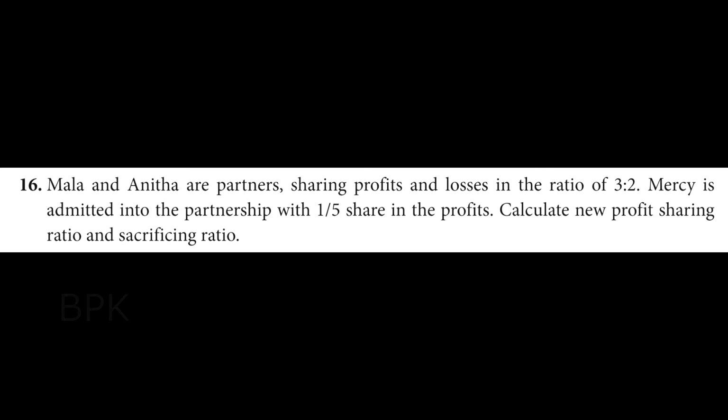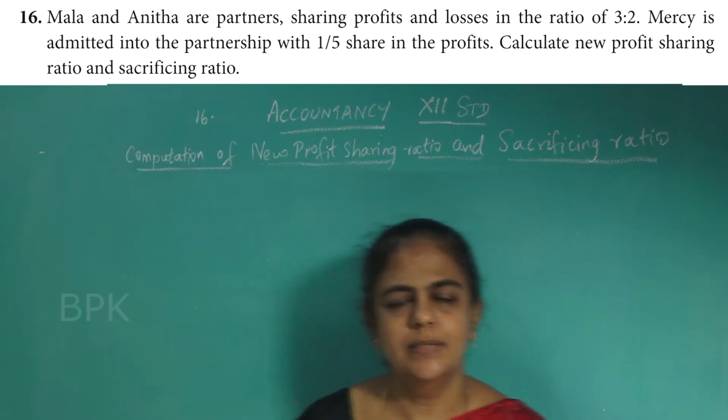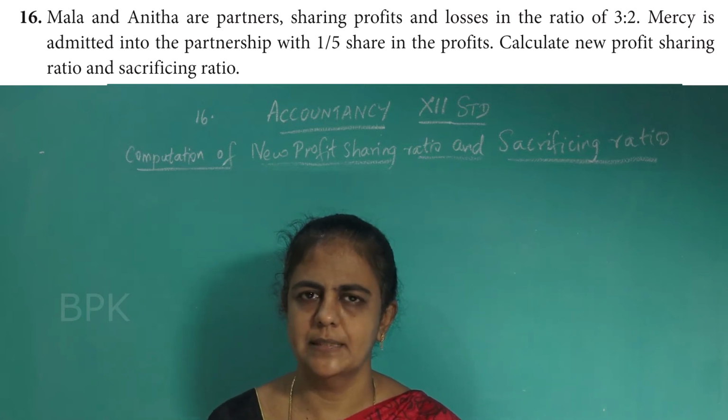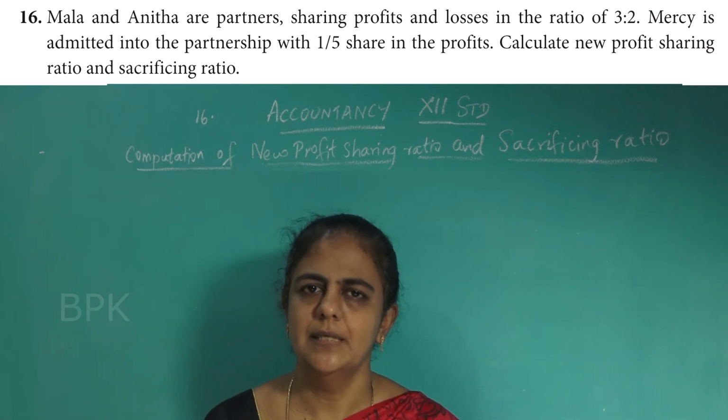Question number 16, page number 177. Mala and Anita are partners sharing profits and losses in the ratio of 3:2. Mercy is admitted into the partnership with 1/5 share in the profits. Calculate new profit sharing ratio and the sacrificing ratio. Now listen to this question carefully. This is totally different from the previous sums.